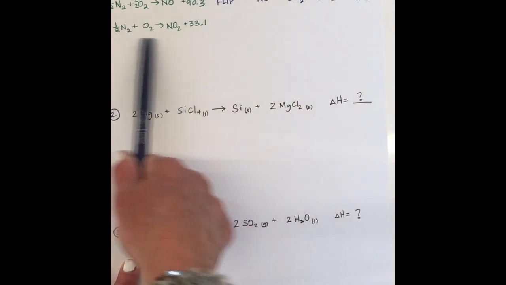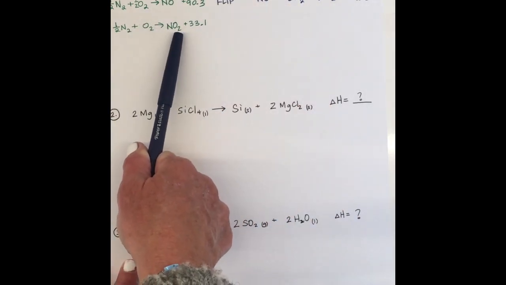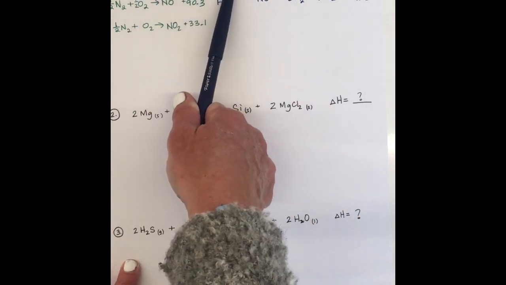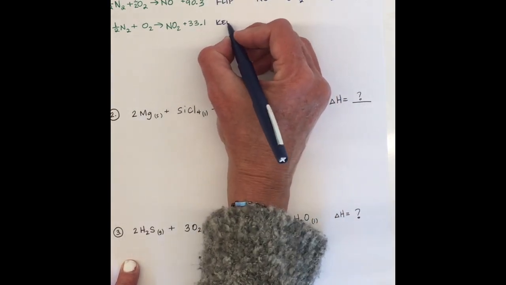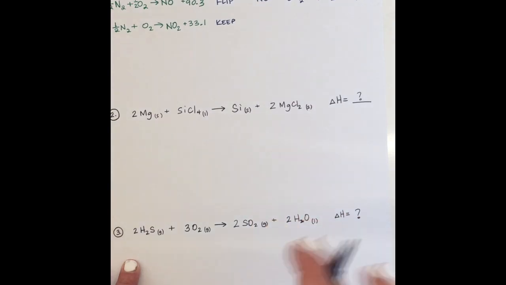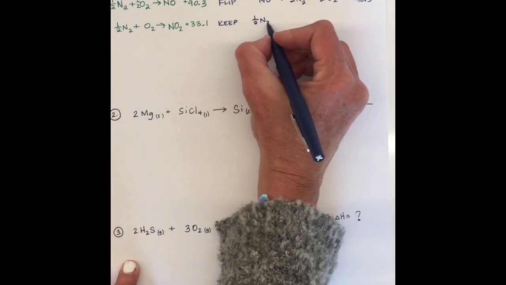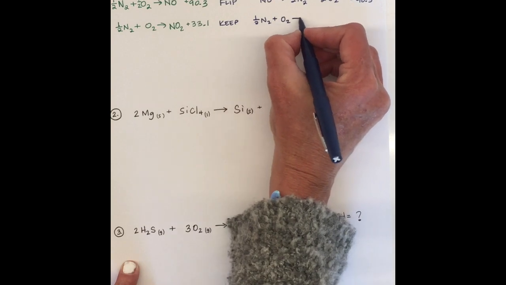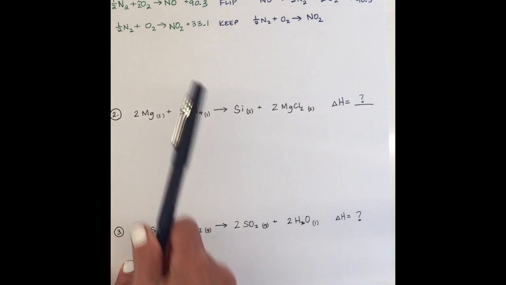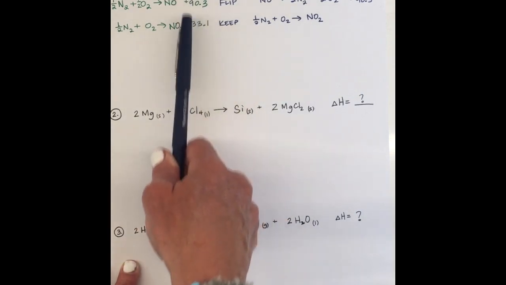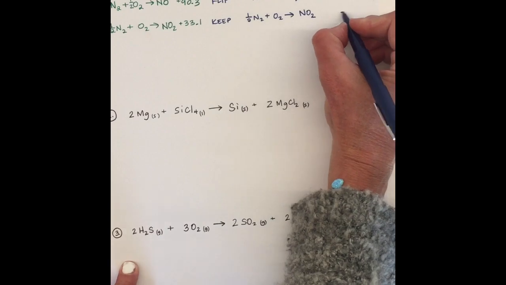The second equation, that one's fine. The way I've written it, NO2 is on the right side. So that one I just keep. I don't do anything. I'm just going to keep it, but I'm going to rewrite it over here: 1/2 N2 plus O2 makes NO2. And I didn't do anything to the equation, so the delta H just stays positive 33.1.